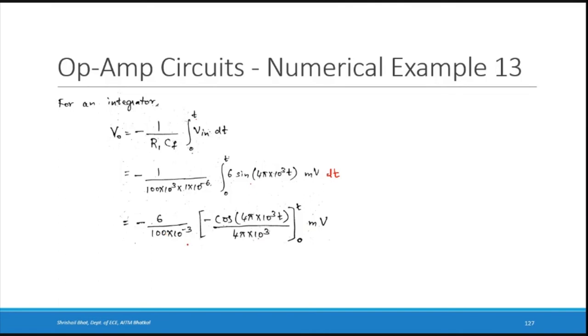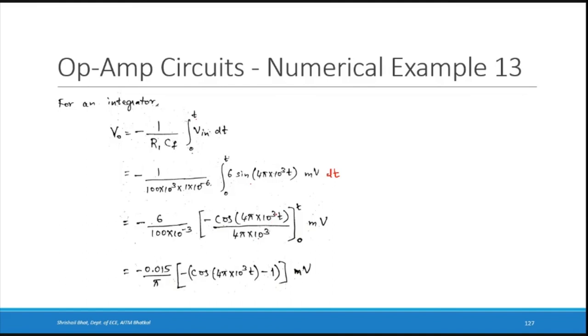What do you get then? 6 divided by 400, if you find that, it will be 0.015 pi. 10 raised to minus 3 and 10 raised to 3 get cancelled. And what remains here, if you apply the limits, is minus cos 4 pi into 10 raised to 3 t, upper limit is t, and lower limit is 0. What is cos 0?